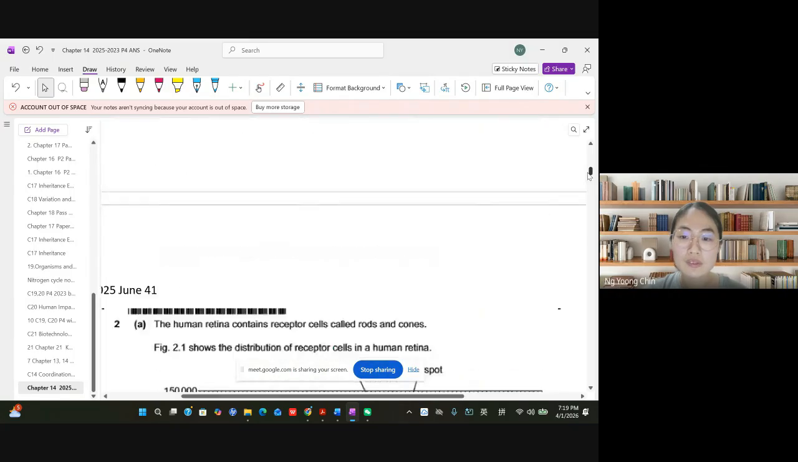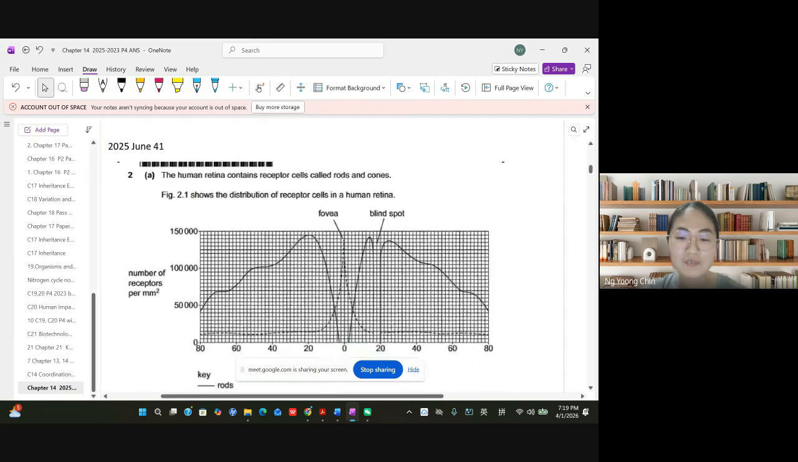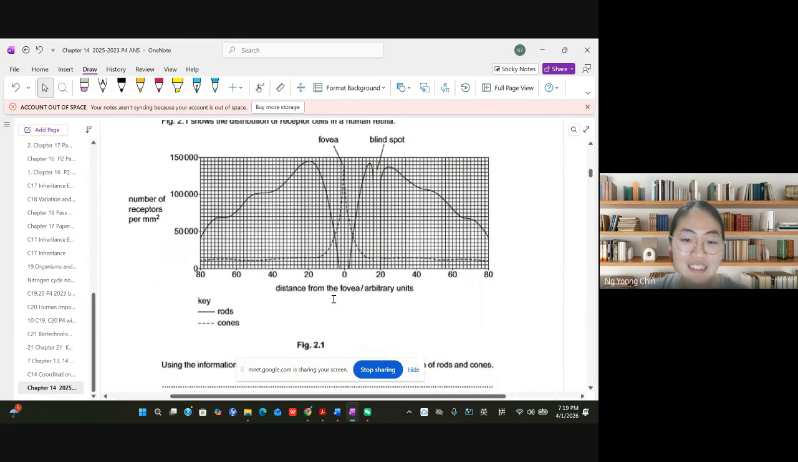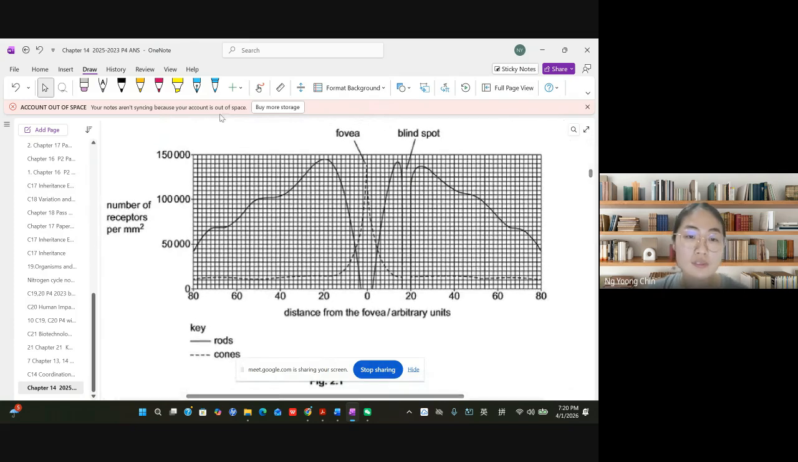Oh, okay. I should not show the answer first. Cannot show the answer first. Okay. And then, okay, they show about what? Distributions of the rods and the cones. Okay, so here is the distribution of the rods, just like this. Okay, you can see, right?